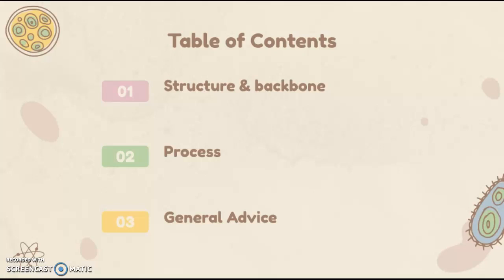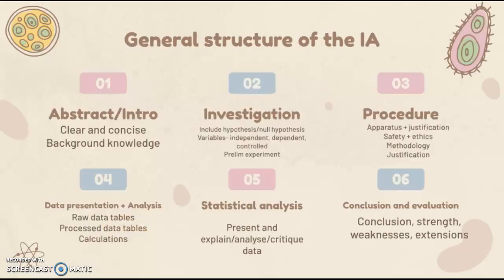Okay, so first we'll go into the general structure of the IA. So this is the structure that I used. This is just the rough way that I separated out my IA and did each section of it. So again, this is not the best way to do it, but just an idea of what things you might want to include. And of course refer to the criteria that is given, because that can change across years.